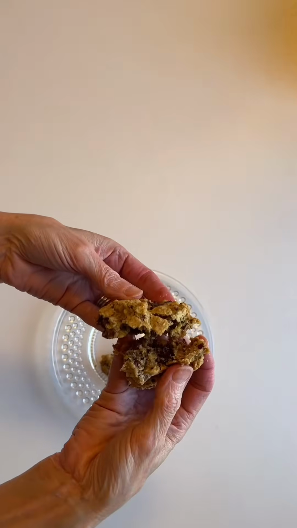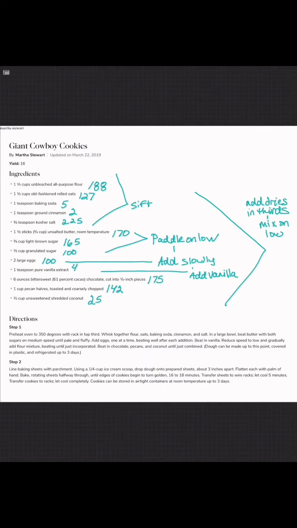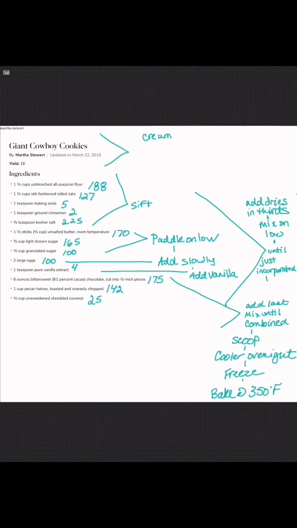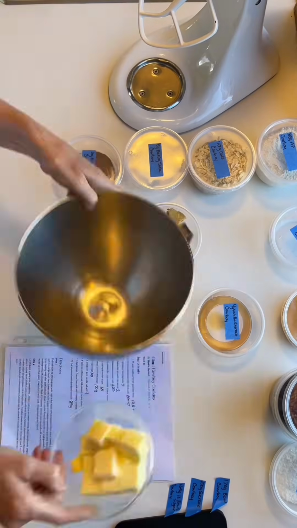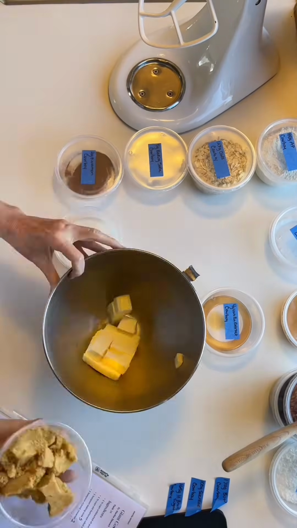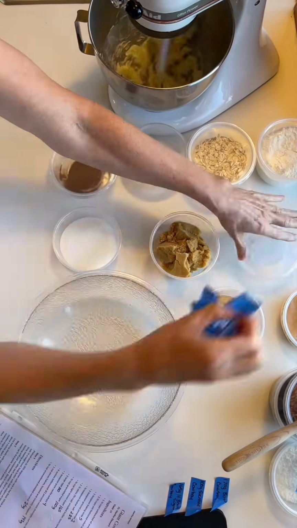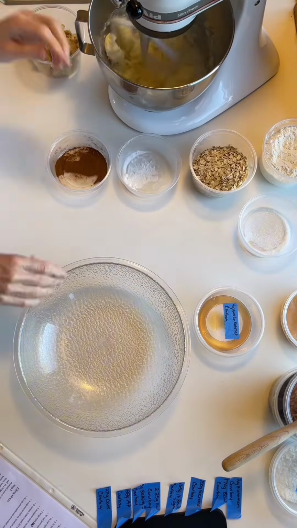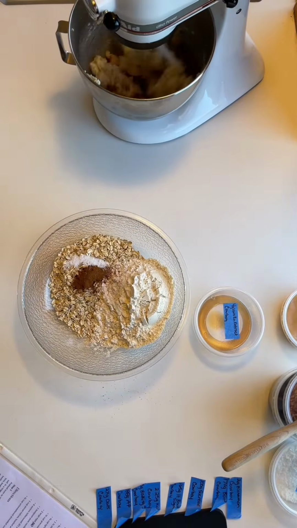My nightly cookie stash has been depleted, so I am starting from scratch with a new recipe. I trust my viewers, and someone recommended Martha Stewart's cowboy cookies. I immediately converted them to grams, diagrammed it out, and then basically came up with the fact that it's the creaming method. And that means that I am going to cream the fats and the sugars together, add the wets and dries alternating and ending on dry.